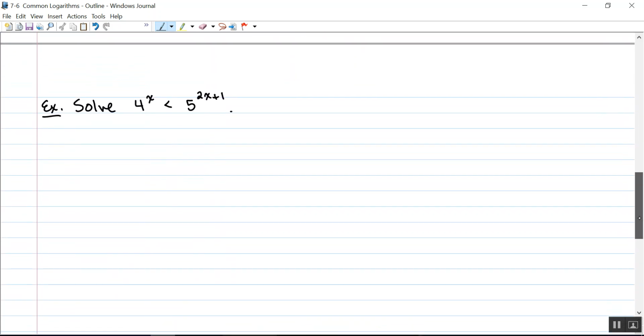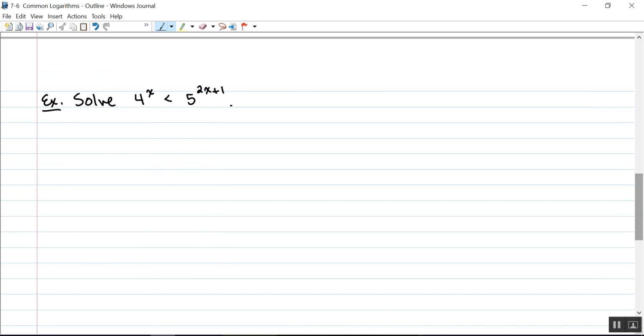Okay, here's an example of an inequality, and we can do the same thing here. I need to solve 4 to the x is less than 5 to the 2x plus 1, so I'm going to take the log of each side. So log of 4 to the x is less than log of 5 to the 2x plus 1. I'm going to use my exponent rule, which says I can put the exponent out front. So x times the log of 4 is less than, and this exponent here, I'm going to put that in parentheses, just so I know that that's that whole thing times the log of 5.